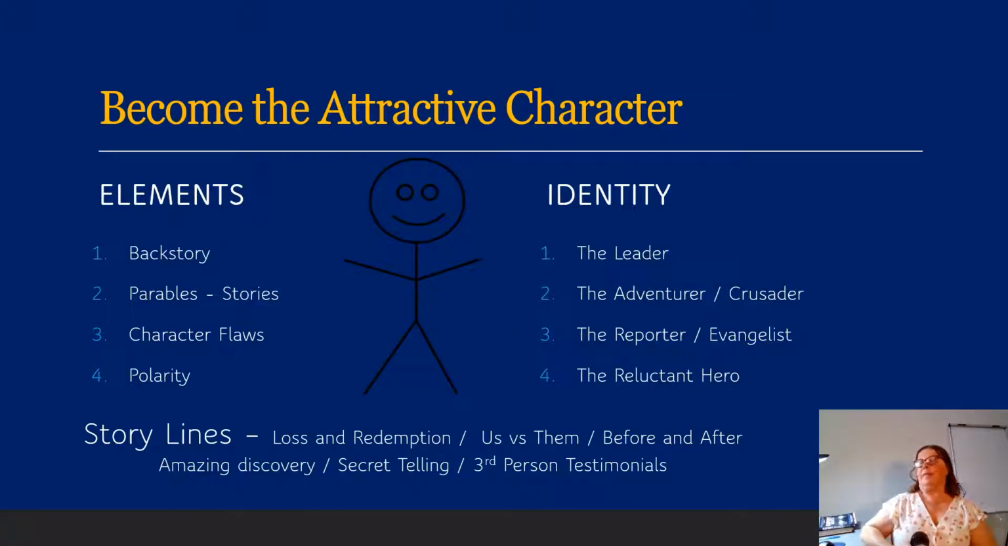Now, this is an interesting thing. We talk about become the attractive character. Now, the attractive character, what are the elements? The elements of the attractive character is the backstory. They tell stories. They're a storyteller. They talk about their own character flaws, and they have polarity as well, so that they'll take a stance for something. They'll take a hard stance on something. They identify themselves as a leader, so people identify them as a leader. They're often known as the adventurer or the crusader. They're the reporter, evangelist, or the reluctant hero.